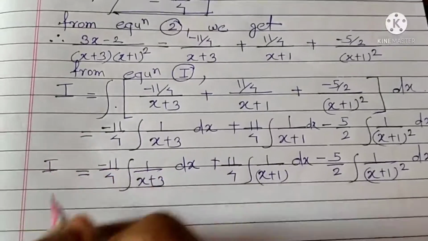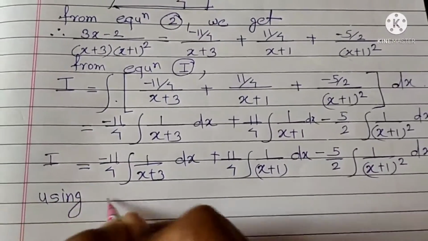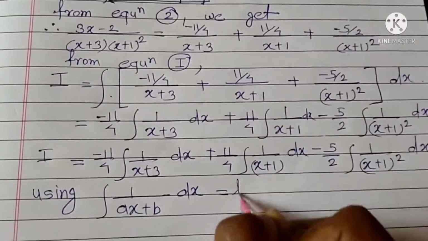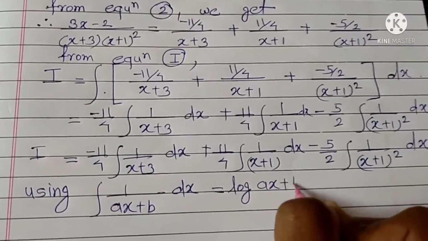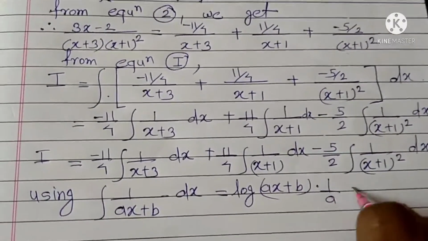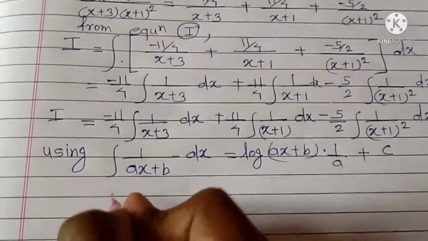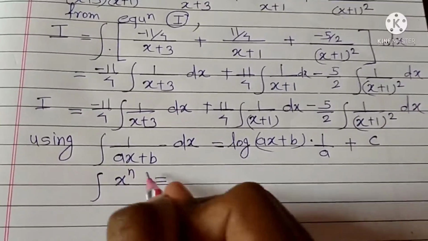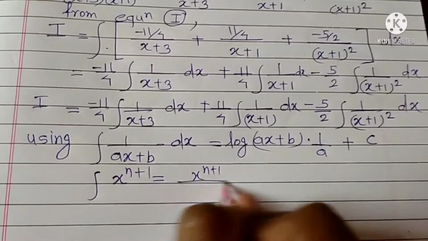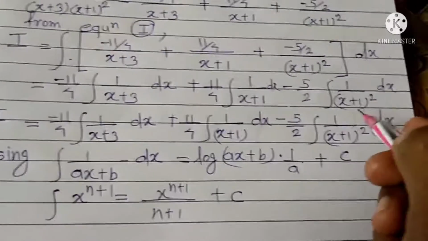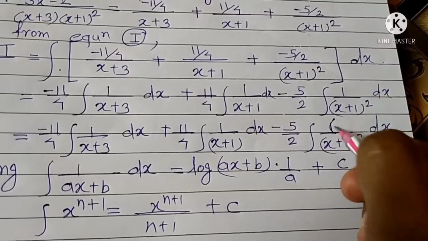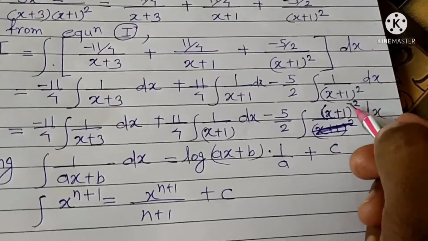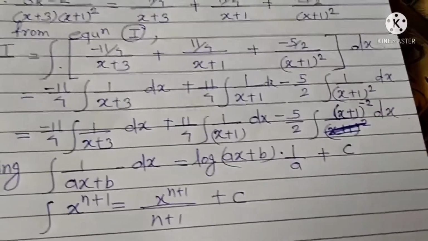Now using some rules, we already know those rules. Using integration of 1 upon (ax + b) dx is equal to log of (ax + b) into 1 upon a plus c. This is the first rule, and the second rule is integration of x raised to n, which is equal to x raised to n + 1 upon n + 1 plus c. Here is one mistake. We have to take here (x + 1) in the numerator, so in the denominator it is cancelled. Okay, now this rule is used here.